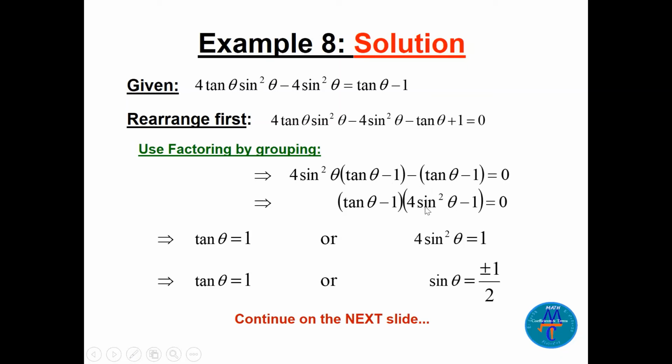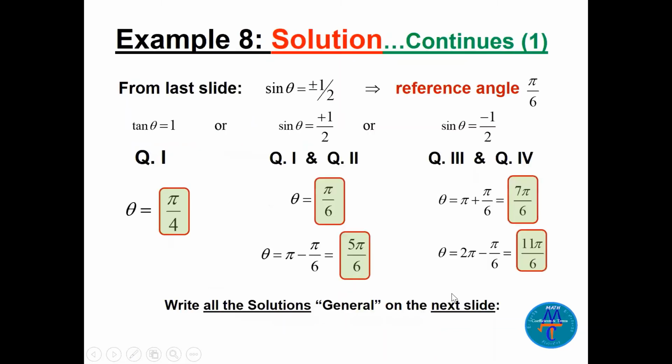We have seen this in the algebra course many, many times. Now, tan of theta is equal to 1, or 4 sine squared of theta is equal to 1, if you put this equal to 0 and this equal to 0. Now, let's simplify more. Tan of theta is equal to 1, or divide by 4 and take the square root of both sides, so sine of theta will be plus or minus half. So we have here 3 possibilities: tan of theta is 1, sine of theta is half, sine of theta is minus half. Let's continue on the next slide.